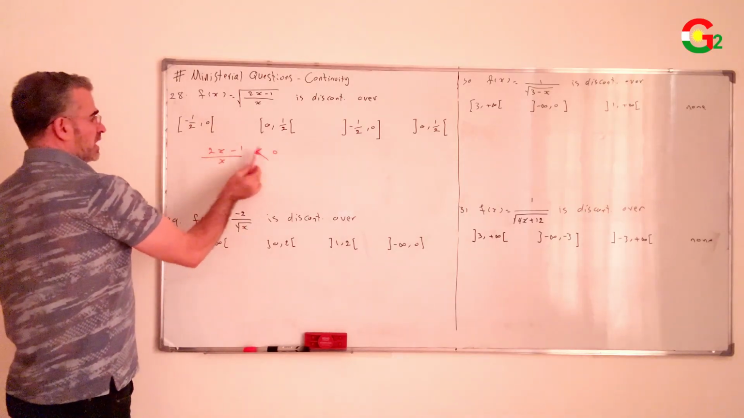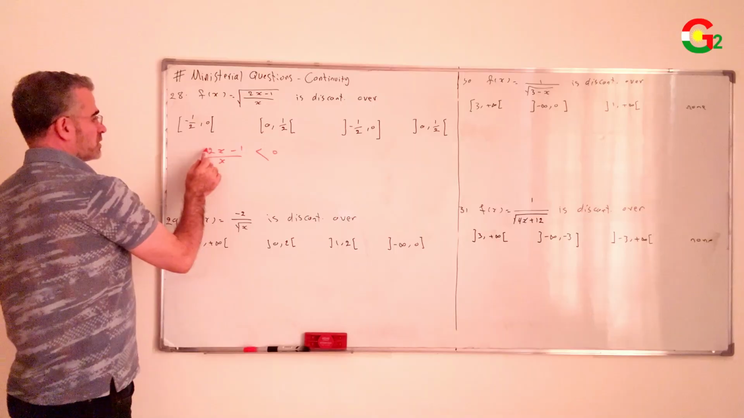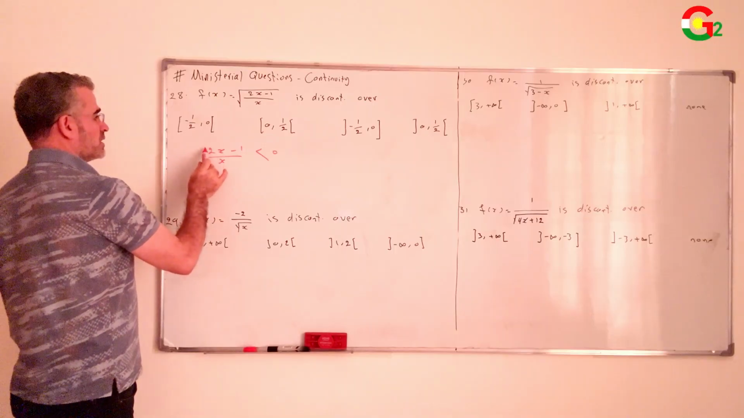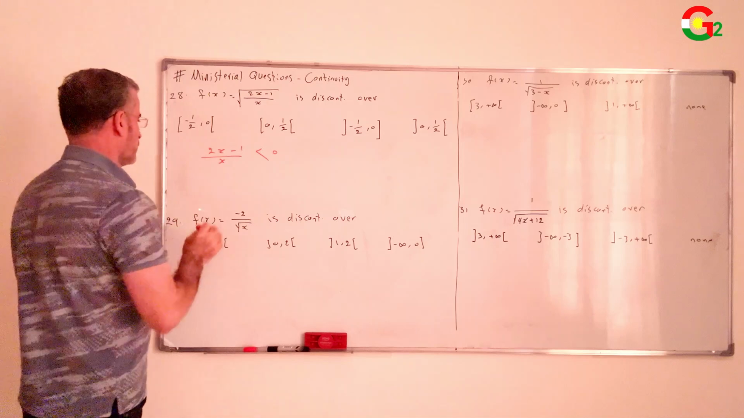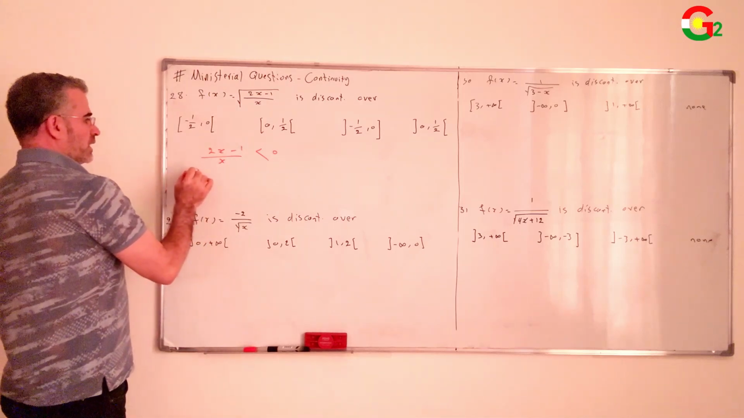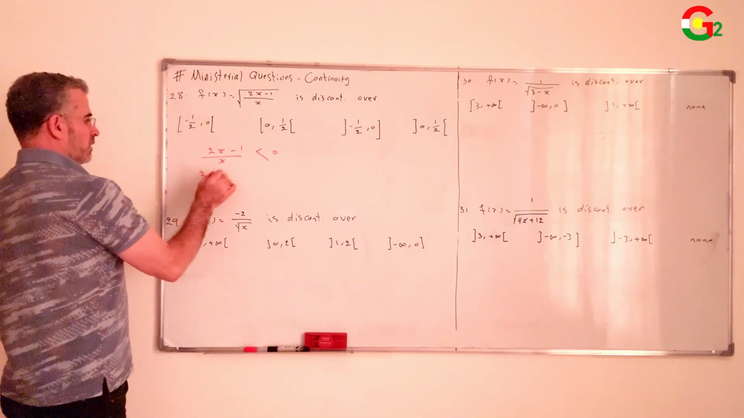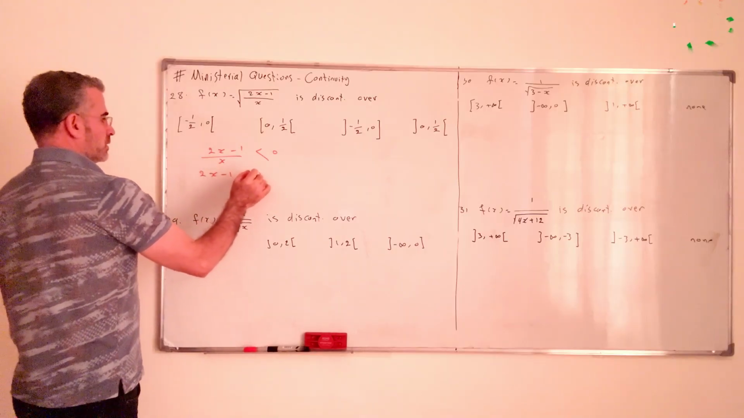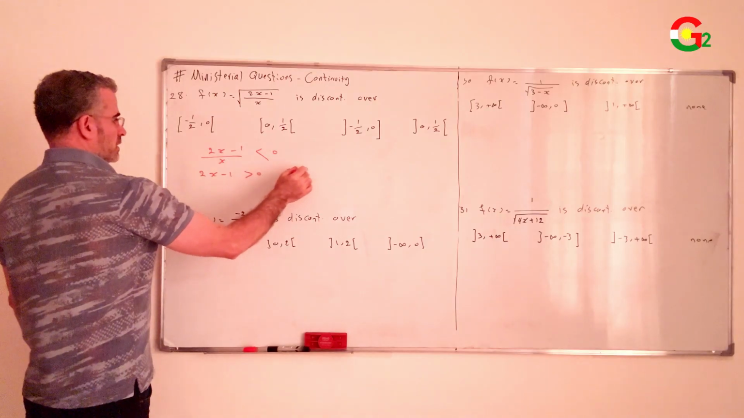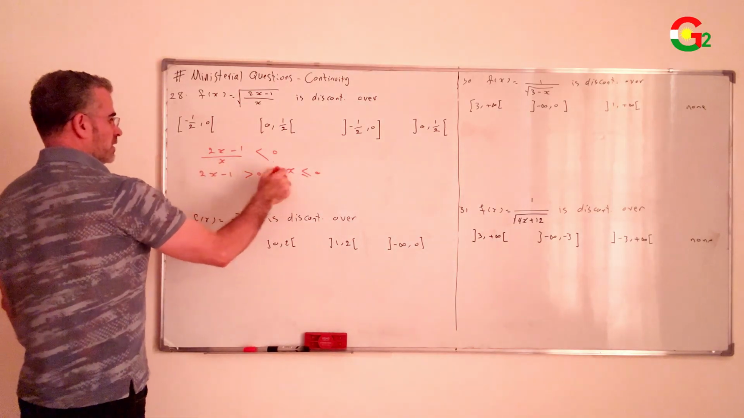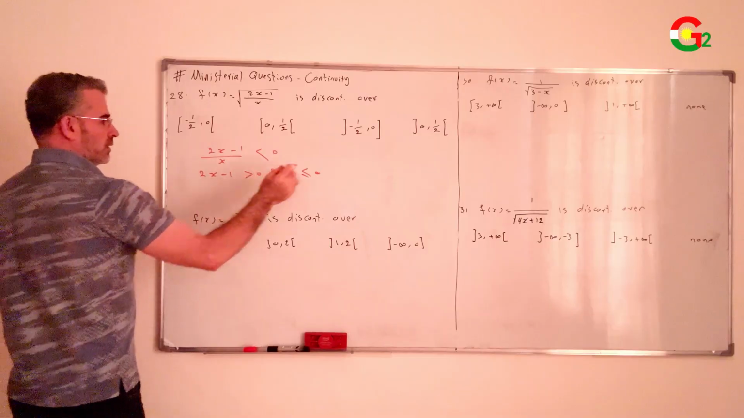This term is less than 0 if the numerator is positive and the denominator is negative, or the reverse: the numerator is negative and the denominator is positive. Then we will solve both cases. 2x minus 1 greater than 0, and x less than or equal to 0 since x is in the denominator.